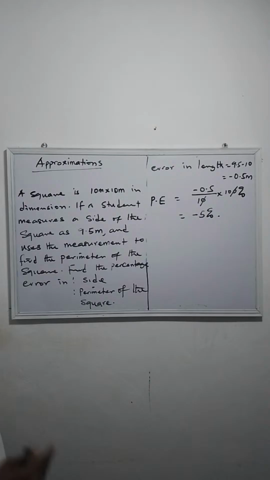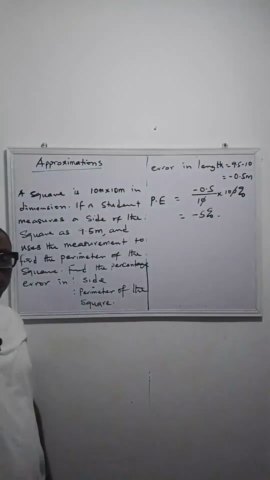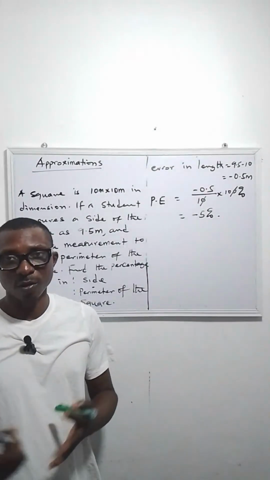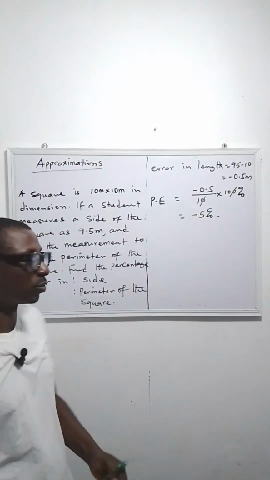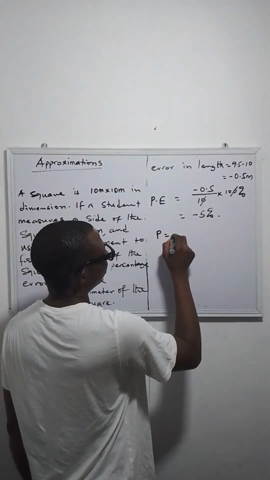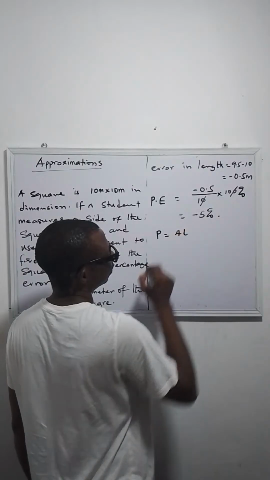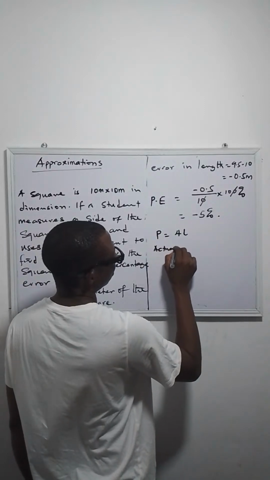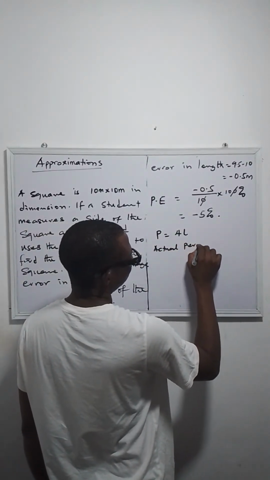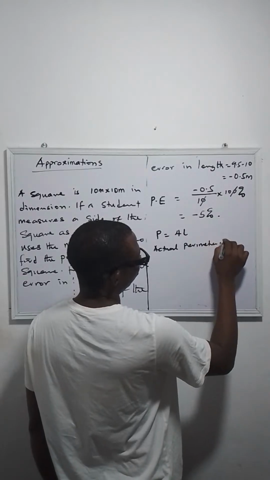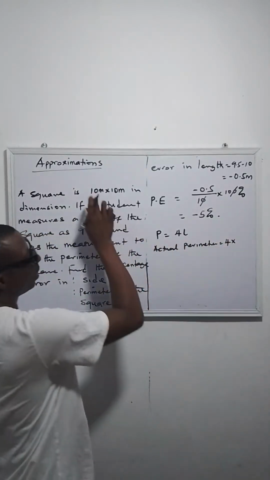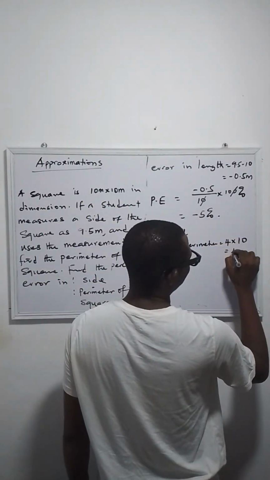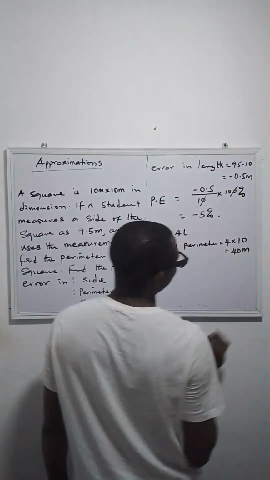We have to find the percentage error in the perimeter of the square. So how do we go about this? So now the first question I ask myself is, what is the formula for finding the perimeter of the square? So the perimeter of the square is 4L. All right. So that means the actual perimeter will be what? 4 times L. So L is the side, and that's 10. So that gives you 40 meters.